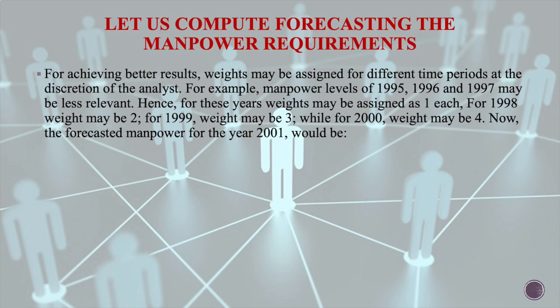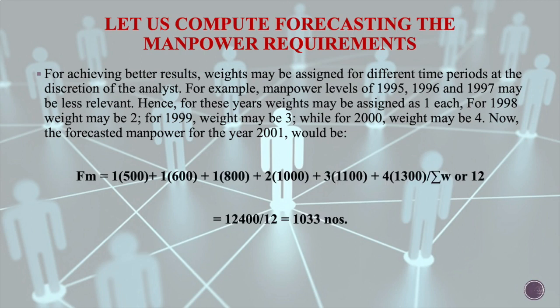For 98, we can give a weightage of 2, for 99 a weightage of 3, and for 2000 a weightage of 4. Now if you forecast it, you will see in the slide the recent manpower projection, that is 1033. This is one method.